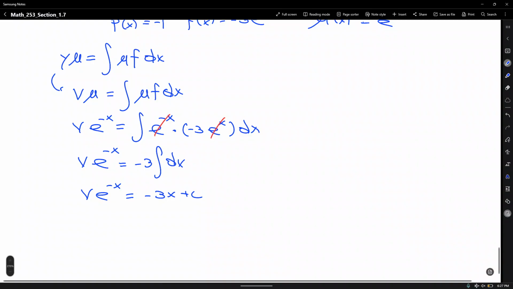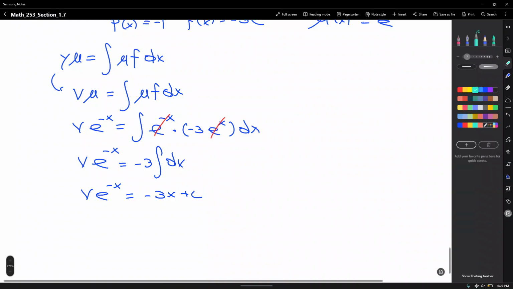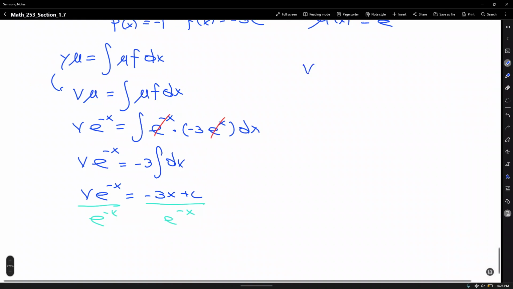Divide both sides by e to the negative x. Okay, let me do that. And v equals negative 3x. Can we move this e to the negative x to the numerator with positive exponent? How about that? e to the x and plus c e to the x. And well, we're essentially done, except what did we say about v in this case?